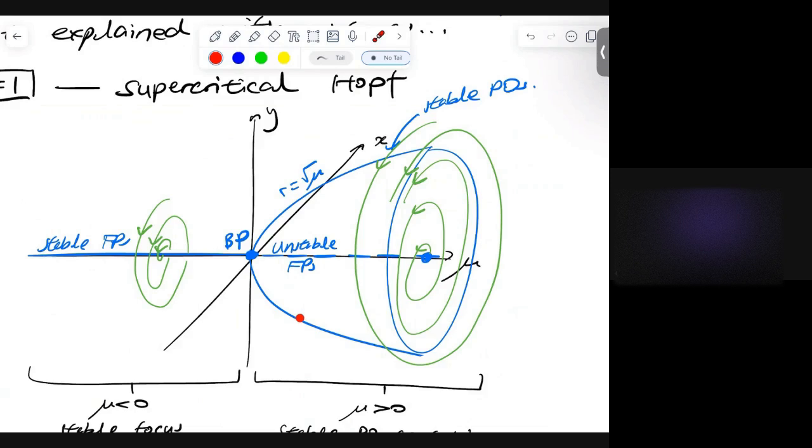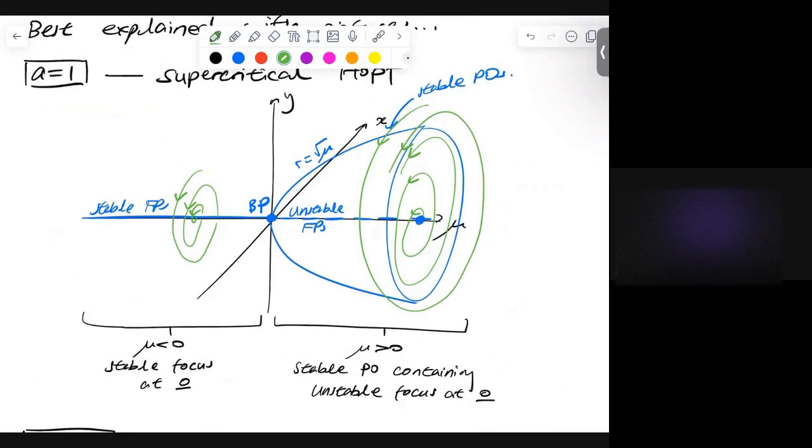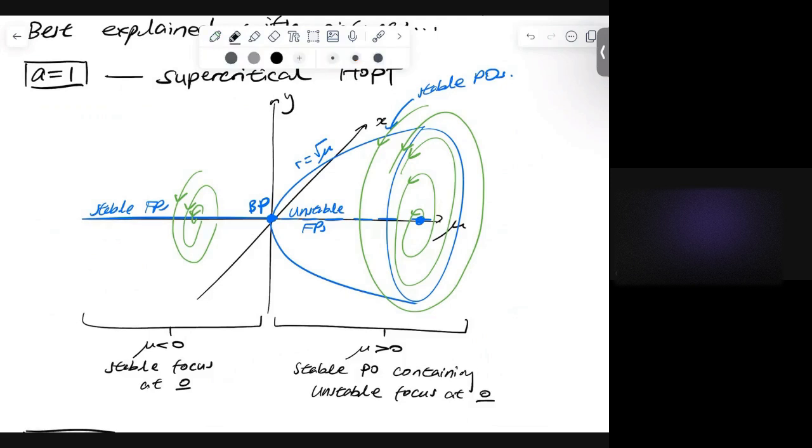So again, don't think of this as a 3D system. Think of it as, if I want to know what the system is doing at some value of mu, I'm going to take a slice through the system. So, for example, if I took a slice through, let's take a slice like this.